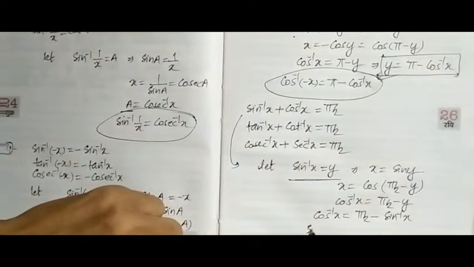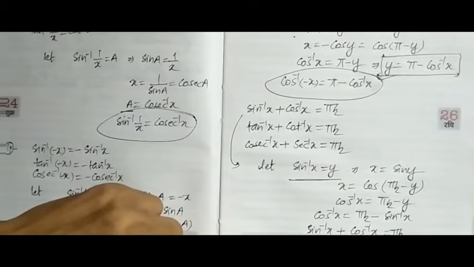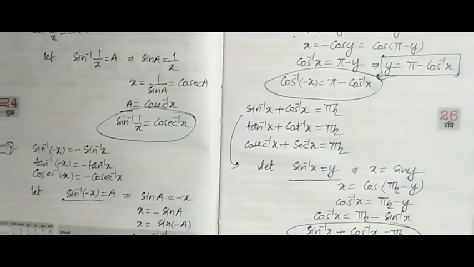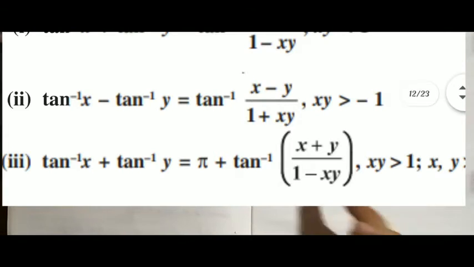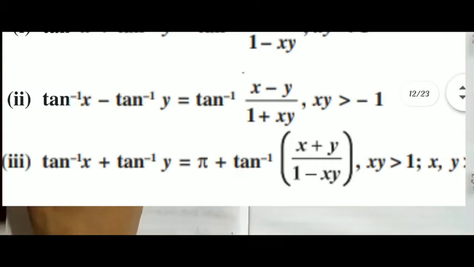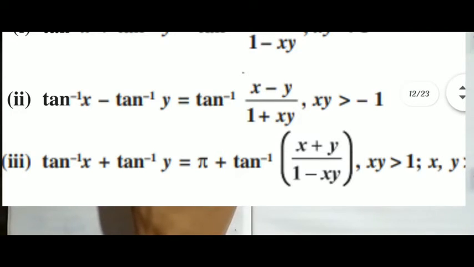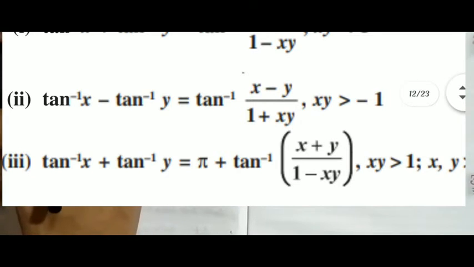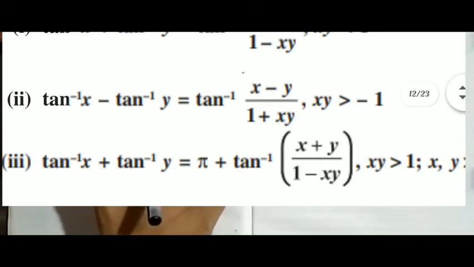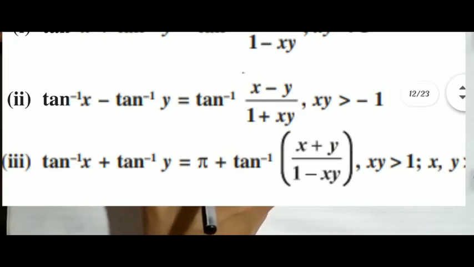Then sin inverse x plus cos inverse x equals pi by 2. This is the required result. Now discuss another property of inverse trigonometric functions, like tan inverse x plus tan inverse y equals tan inverse of (x plus y) upon (1 minus xy), and tan inverse x minus tan inverse y equals tan inverse of (x minus y) upon (1 plus xy).